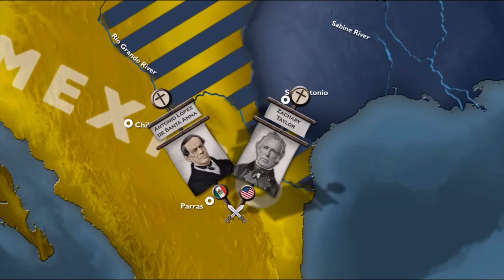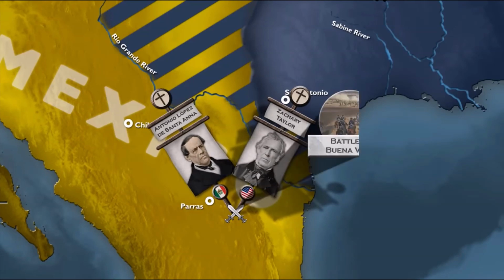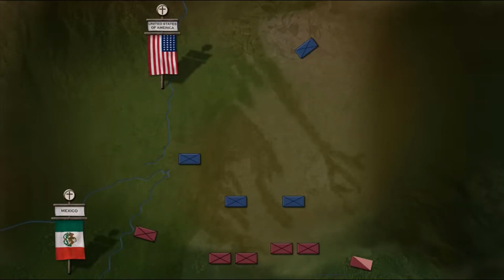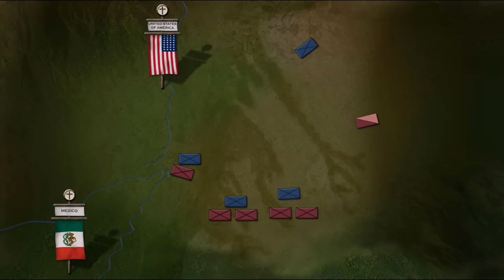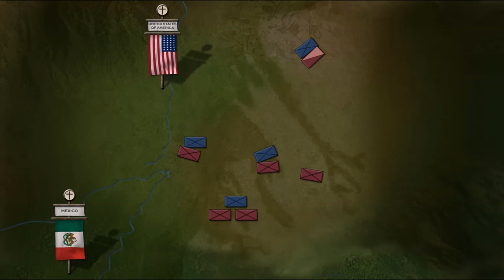Santa Anna flanked the U.S. positions by sending his cavalry and some infantry up the steep terrain that made up one side of the pass, while a division of infantry attacked frontally along the road leading to Buena Vista. Being superior in numbers, the Mexicans had nearly broken the American lines at several points, but suffered heavily from the American horse artillery.